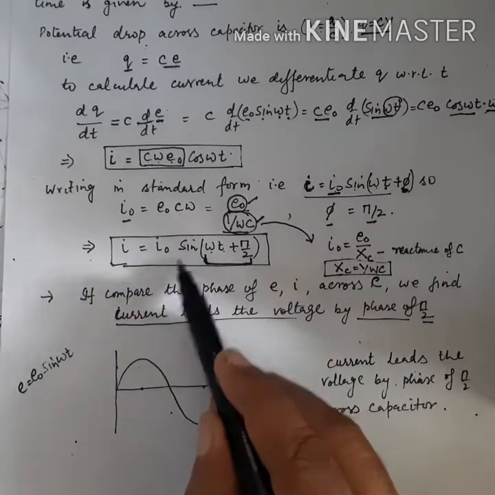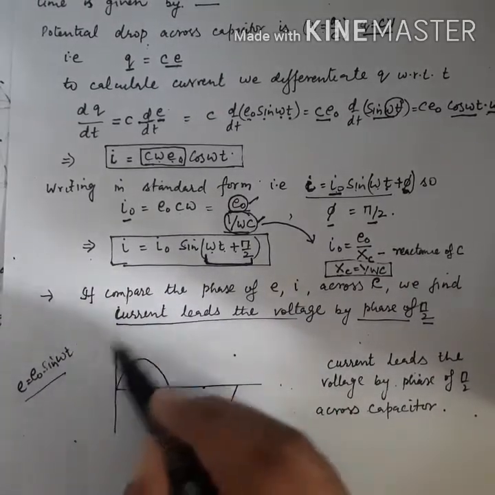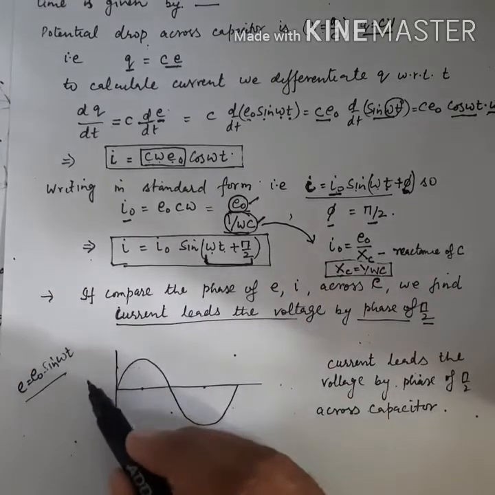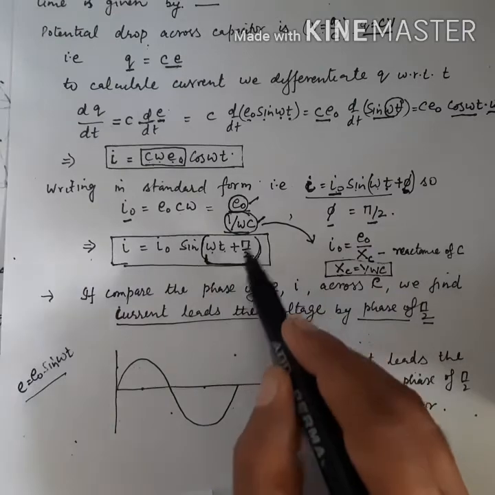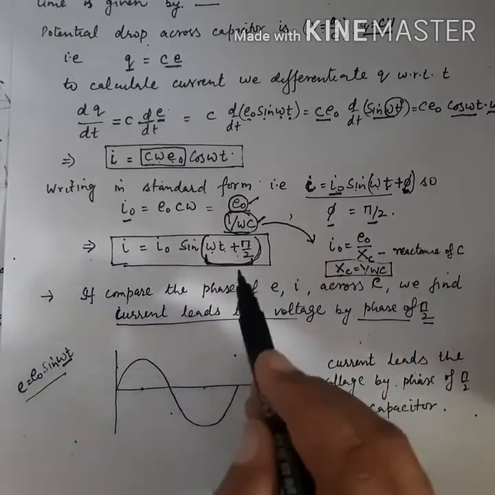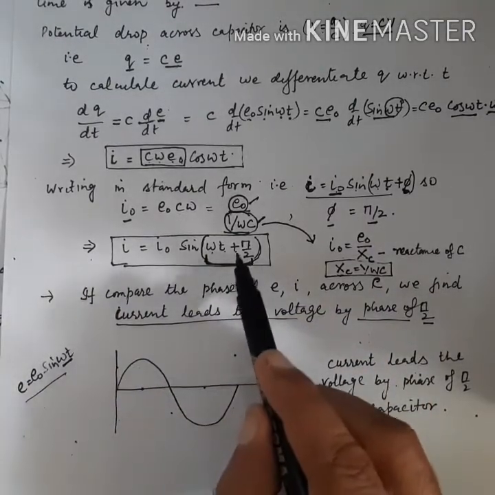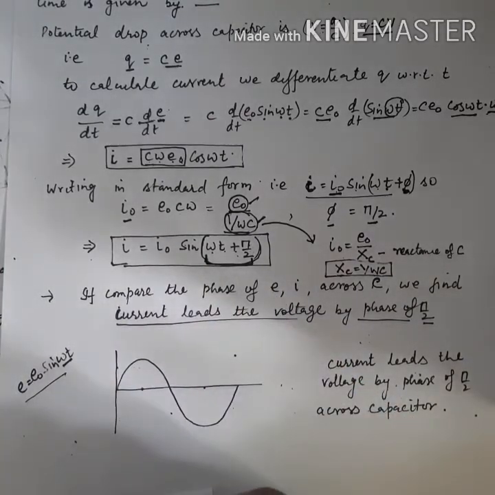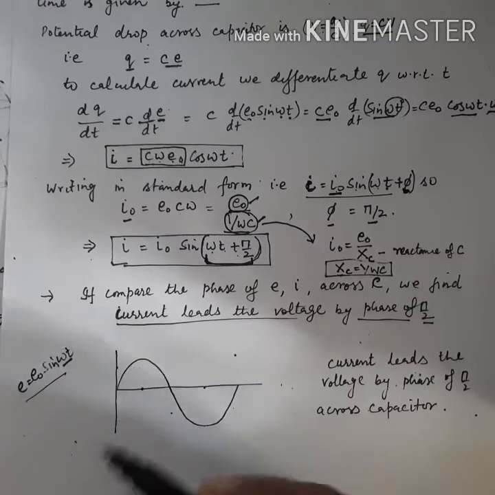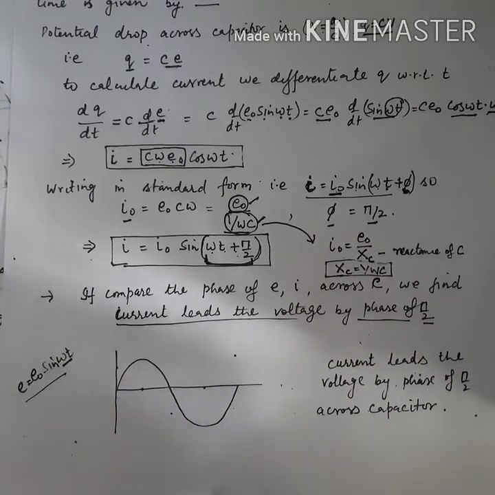Now if you compare both this voltage equation and the current equation, you can see here the phase of current is ωt + π/2. So you can see here the current leads the voltage by a phase of π/2. So mean to say that current will go ahead and voltage will stay behind, meaning current attains the maximum value first as compared to the voltage.